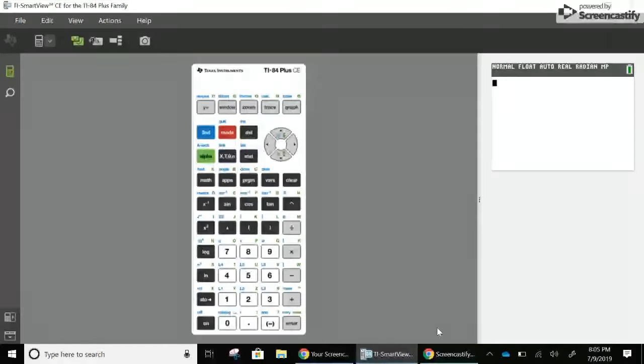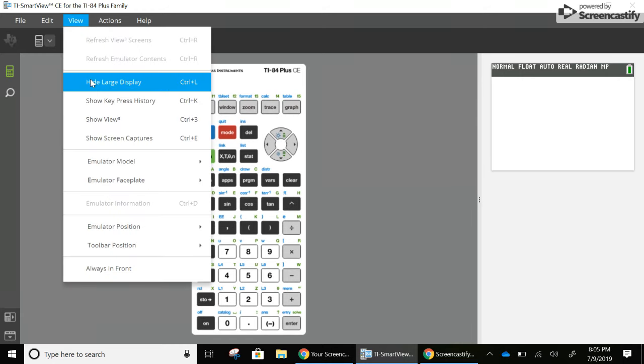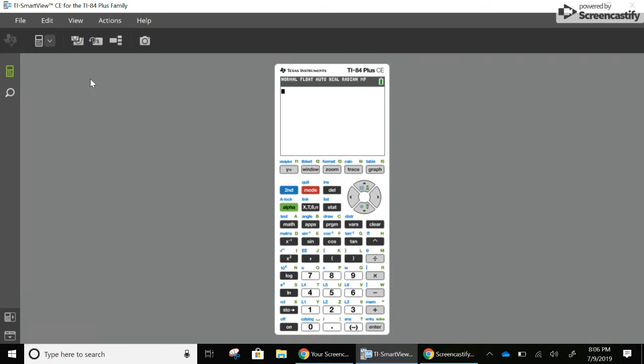Today we are going to graph a quadratic equation on a graphing calculator. This is the exact same calculator that you use in the classroom. If you use a TI-84 Plus, this is what it kind of looks like.